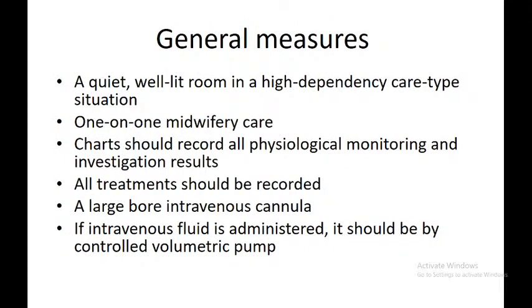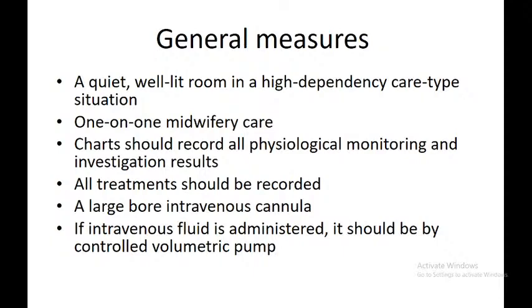So coming to the general measures, once we encounter this condition, or once a woman is diagnosed with preeclampsia, we need to always admit the patient, and it should be in a quiet, well lit room, and preferably one-to-one care should be given. We need to have charts that include various physiological parameters like temperature, blood pressure, pulse rate, respiratory rate, oxygen saturations, and also the investigations which I will be dealing with.